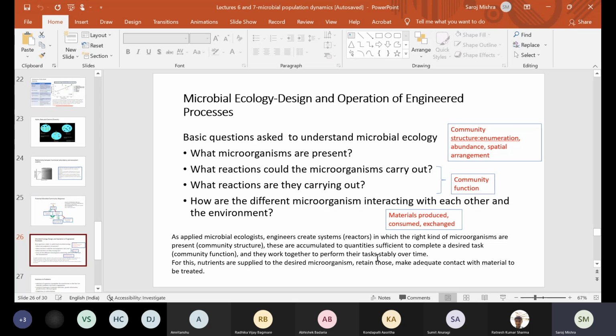You try to retain those microorganisms and allow them to make adequate contact with the material to be treated, which in this case is waste material, a solid material. You have to make sure that there is adequate contact between the microorganisms and the wastes. That is the job you are going to do, and you will draw from the basic knowledge of microbial ecology, which poses these questions, which you are going to understand and eventually apply to such a reactor. Is that point clear to everybody?